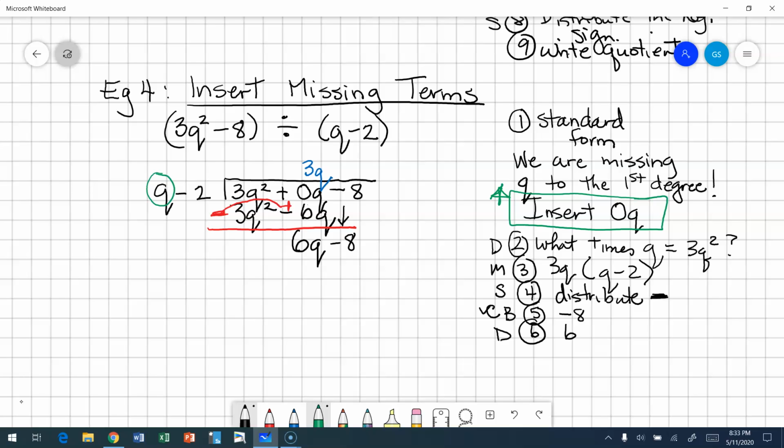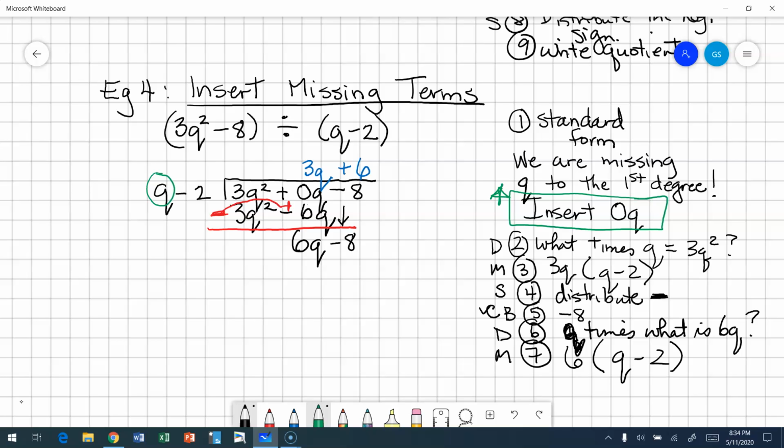Divide. 6q times what is 6q? And the answer is positive 6. So we're going to multiply, and the multiplication is going to be 6 times the quantity of q minus 2. 6 times negative 2 is negative 12. 6 times positive q is positive 6q.